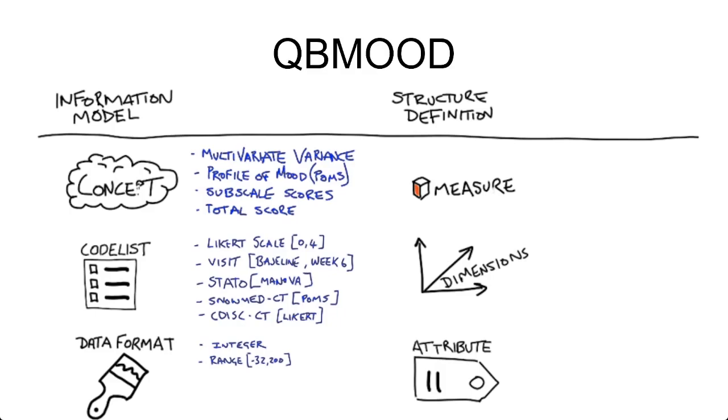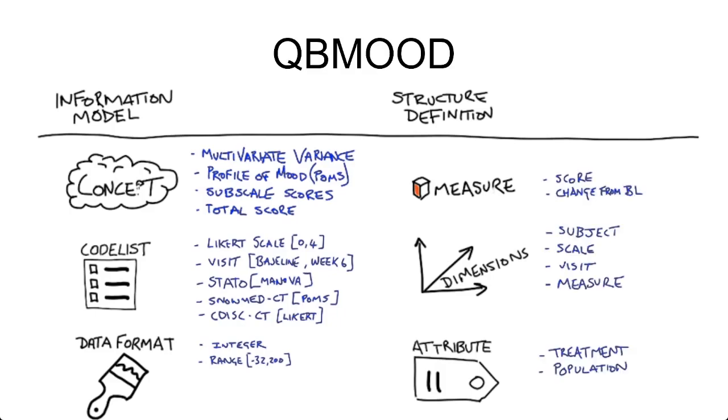SNOMED control terminology defines POMS. The CDISC control terminology defines Likert code lists. Because this is using RDF, these can all be put in there and used and linked to the cube, and we can define data formats, and you can define in quite a flexible way. For example, you can have ranges, so the -32 to 200 range all goes in.